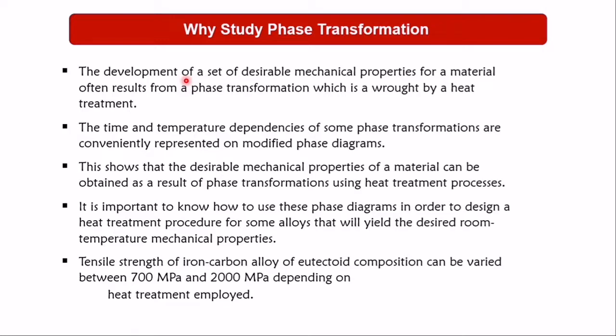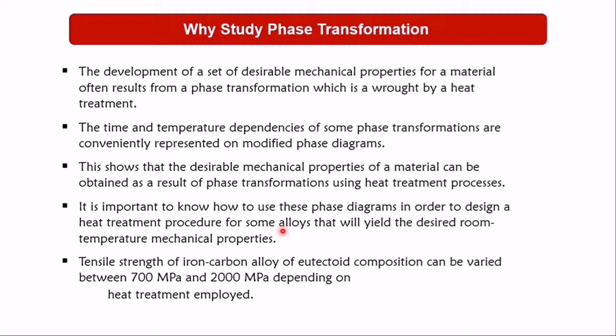Now, the time and temperature dependence of some phase transformations is conveniently represented on a modified phase diagram. With certain time and temperature, you know when a phase happens. So we have a diagram that you study. This shows that the desirable mechanical properties of a material can be obtained as a result of phase transformation using heat treatment. It's also important to know how to use this phase diagram to design a heat treatment procedure for some alloys that will show the desirable room temperature mechanical properties.